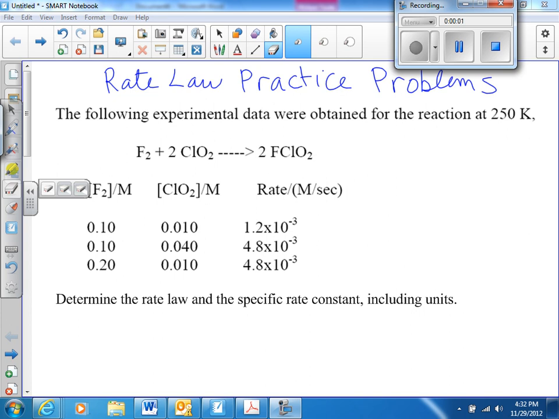Start out with some rate law practice problems, section 12.3 still. And we're going to start with this problem here. If you remember how to do these problems, you can pause now. You don't need to watch the whole video. Do the problem yourself. Check it when you're done. Now I'm going to start, so go ahead and pause if you're going to pause.